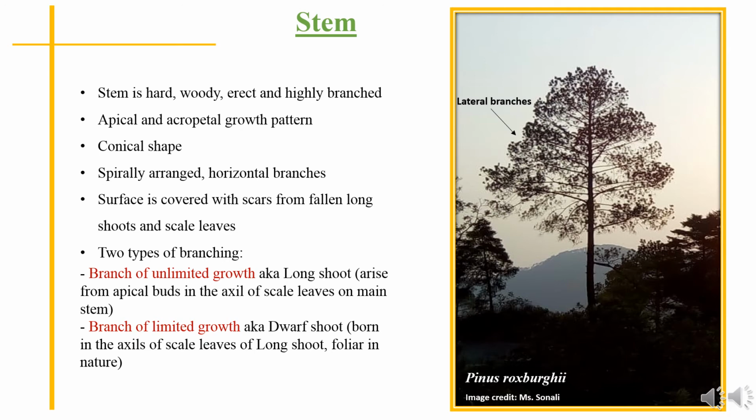Whereas the branch of limited growth, also known as dwarf shoot, are born in the axils of scale leaves but do not have apical meristem to ensure their indefinite growth and do not undergo branching. Instead, they form leaves.